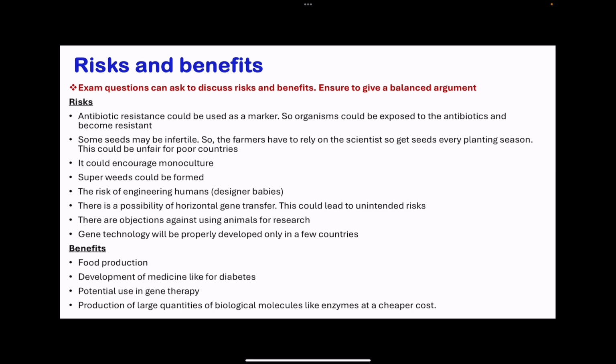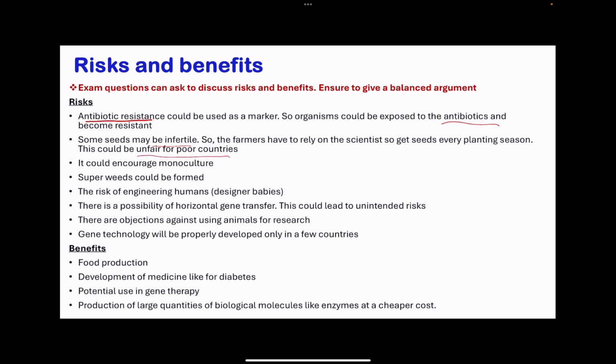We can see antibiotic resistance. This is a risk because some organisms could obtain antibiotic resistance in nature, and if these are pathogens, it means available antibiotics will no longer be effective in curing diseases caused by those pathogens. And because in genetic modification, sometimes plants produced do not have seeds or they're infertile, then the farmers have to depend on the scientists to provide the seeds during every planting season, and this could be unfair to people from poor countries or farmers from poor countries.